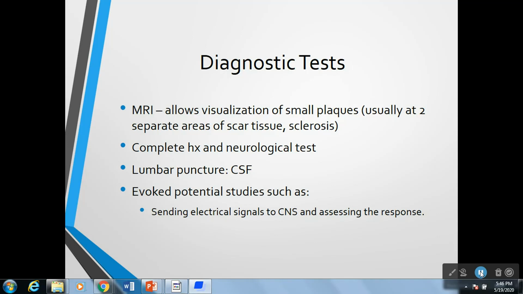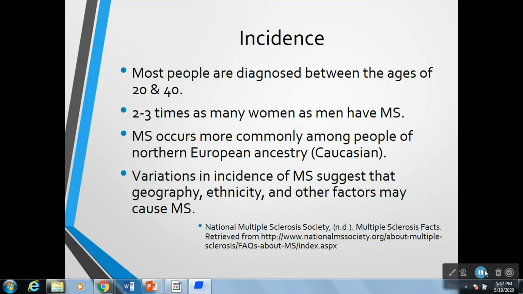A little bit more background. Most people are diagnosed between the ages of 20 and 40. Women are 2 to 3 times more likely than men to have MS. It seems that it occurs more often with Caucasians. There is some belief and some studies that they think that the geography or the ethnicity and maybe some other factors could contribute to MS, but again, there's no known cause.